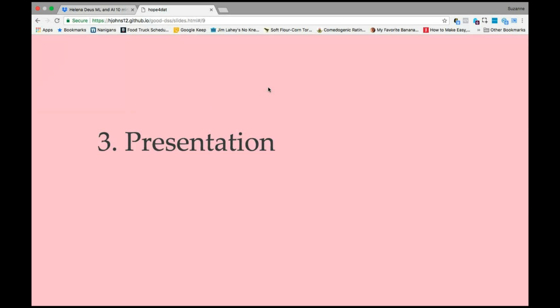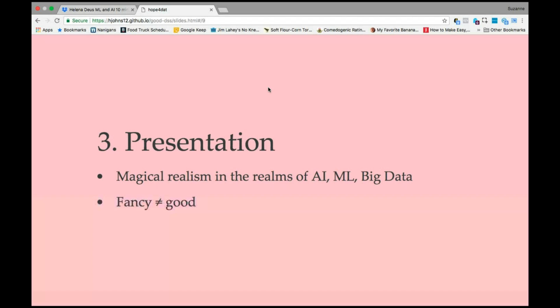And then a final note on presentation of results. So I think Lena spoke well to sort of magical realism in the realms of AI, ML, and big data. So the public's perception of how these things work often does not align with the technical implementation of them. And I see that as a huge problem and sort of live by the motto that fancy doesn't always equal good. I think it's our job as data scientists and statisticians and data people to make very, very clear what we are doing and what our results do and don't say.